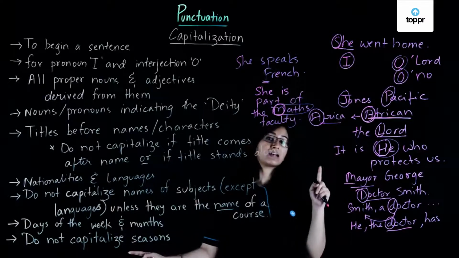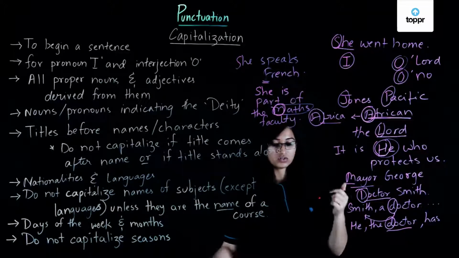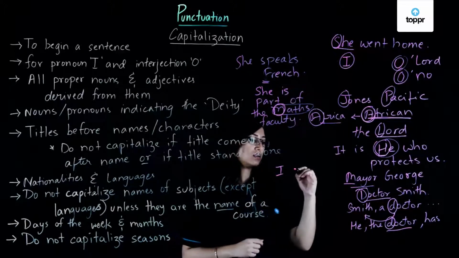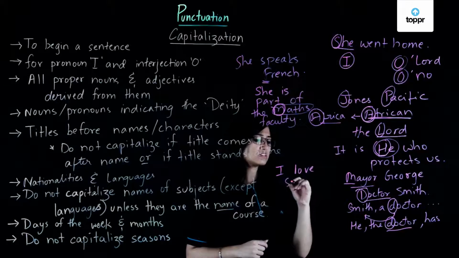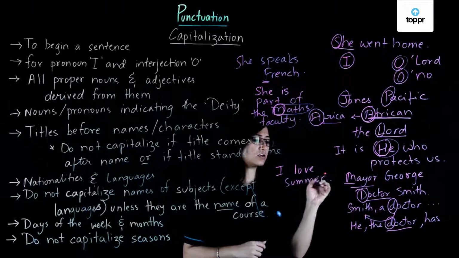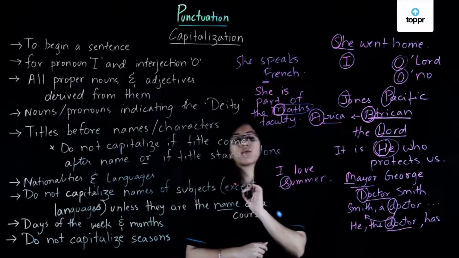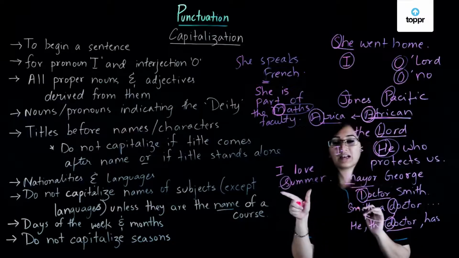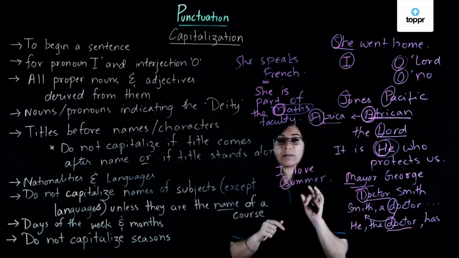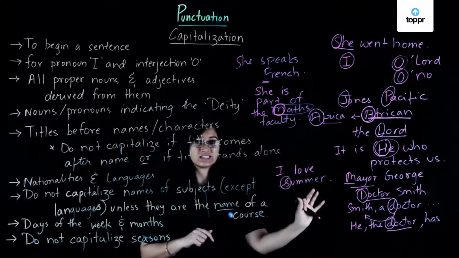You do not capitalize the names of seasons, however. So I say, I love summer. So here we have summer in a small case letter. It is not capitalized because we do not use capital letters when we talk about seasons.